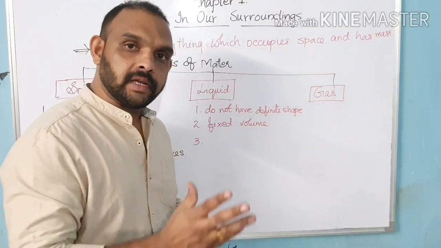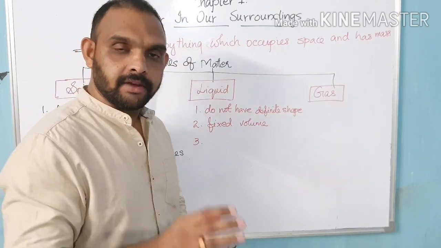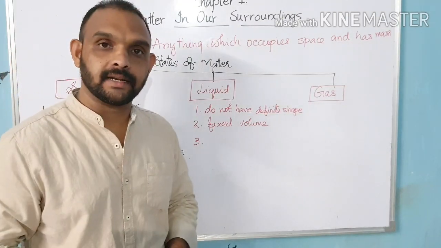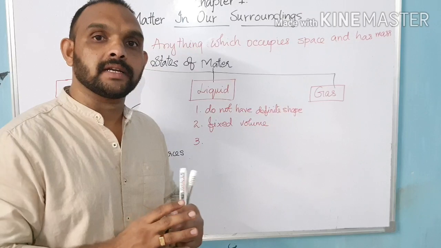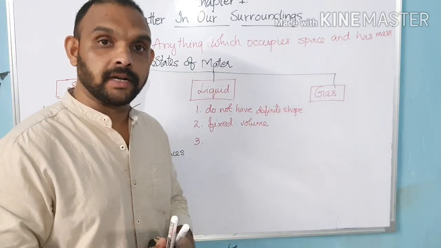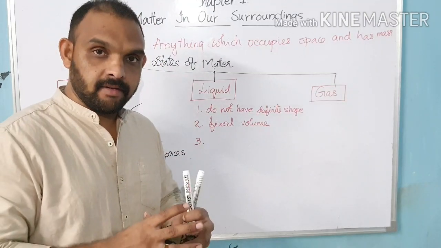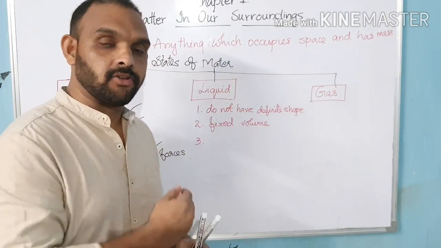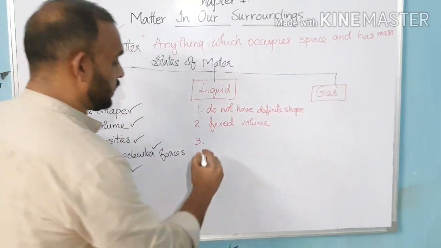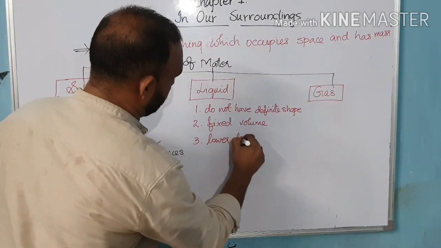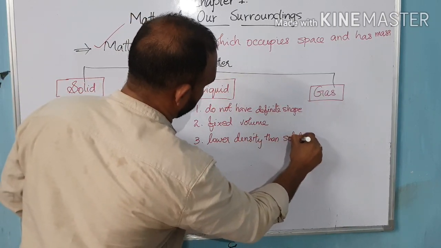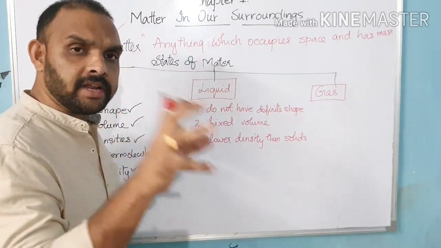Third one is, what about the density of liquids? Liquids have lower density as compared to solids. Do you know what is the reason? Because their particles are not closely packed. The space between the particles in the case of liquids is greater, and the particles have more freedom than in solids. So liquids have lower density than solids. But they have an additional characteristic.